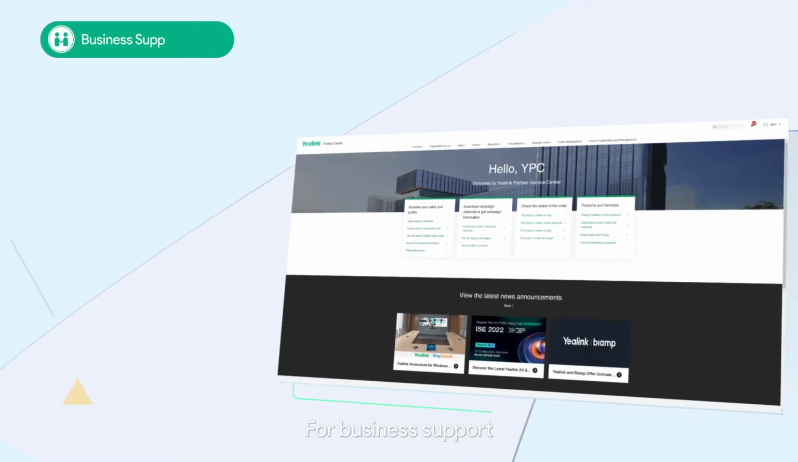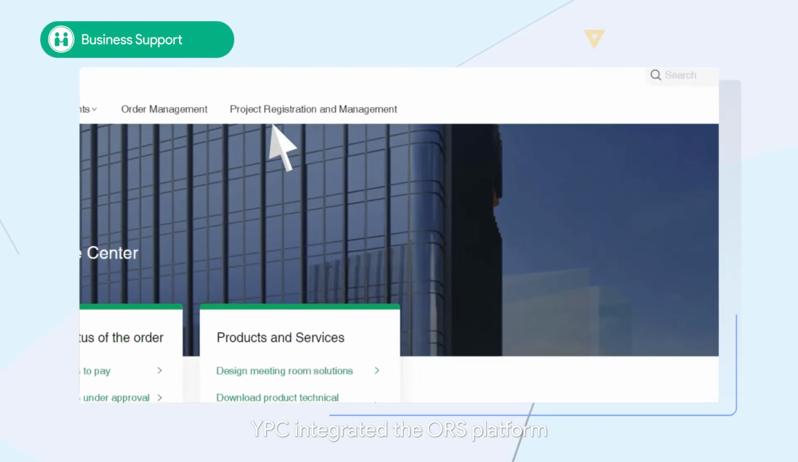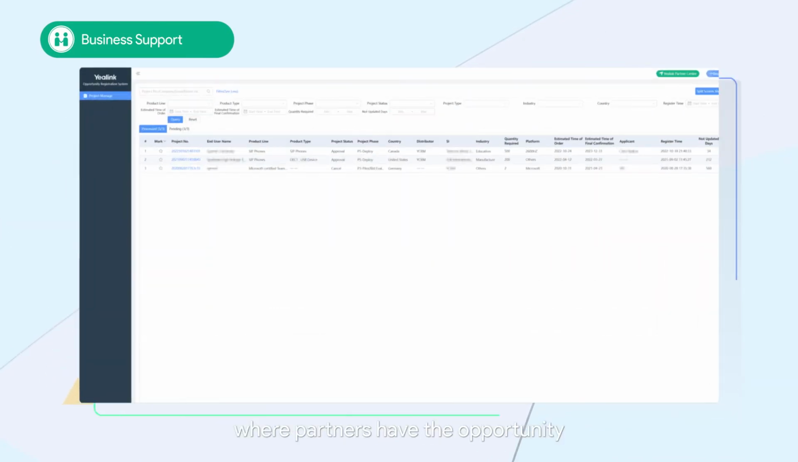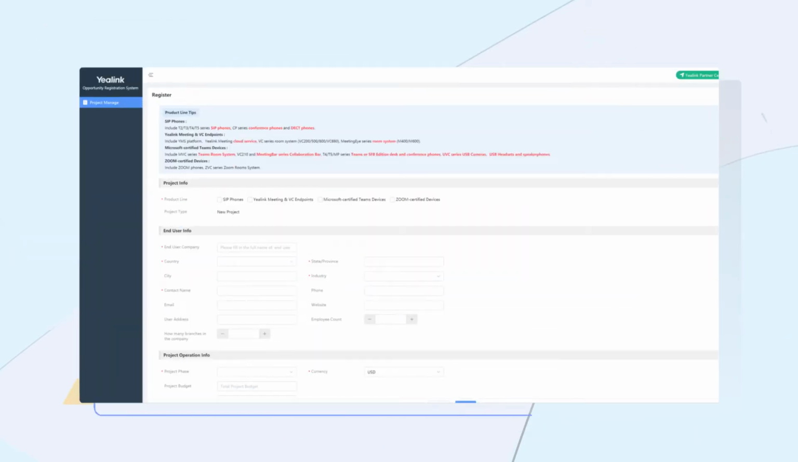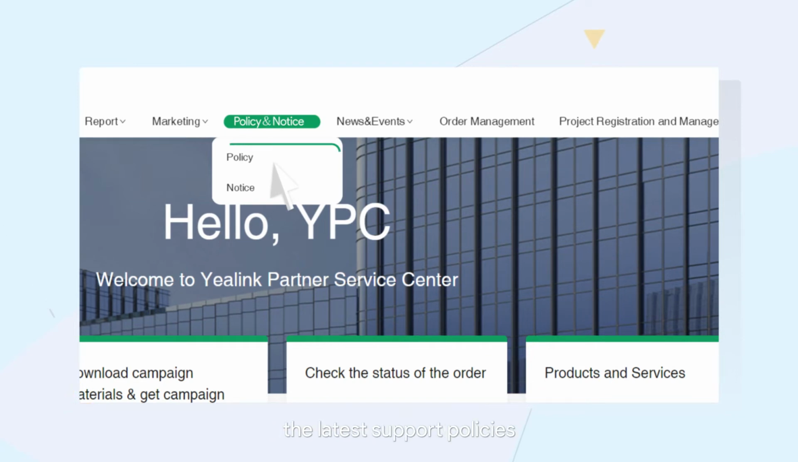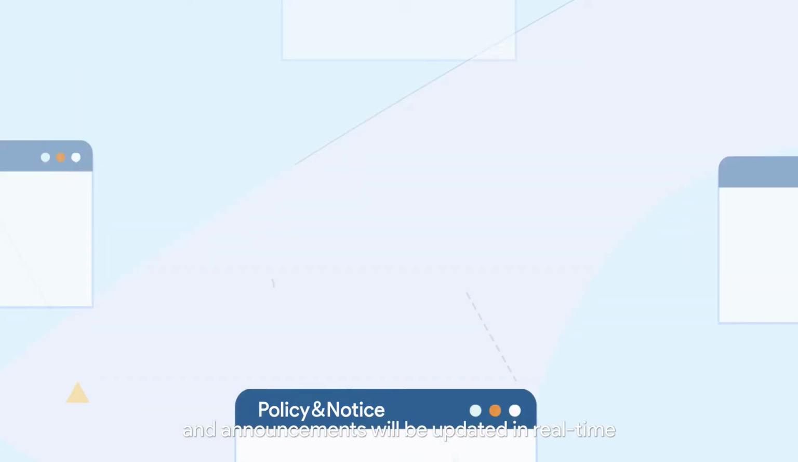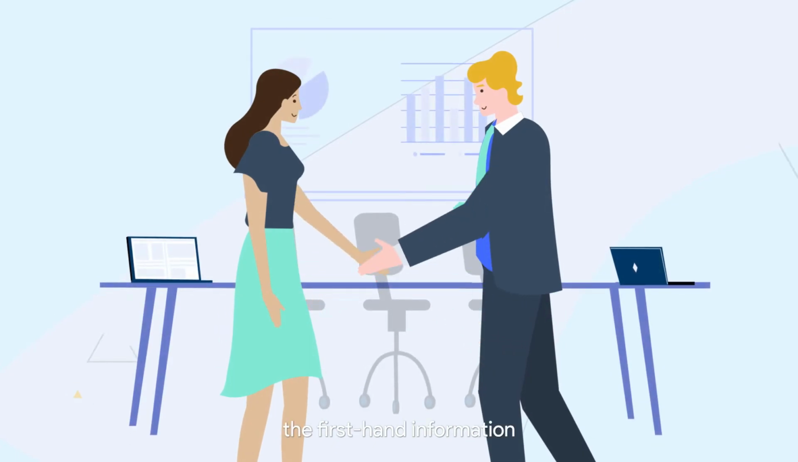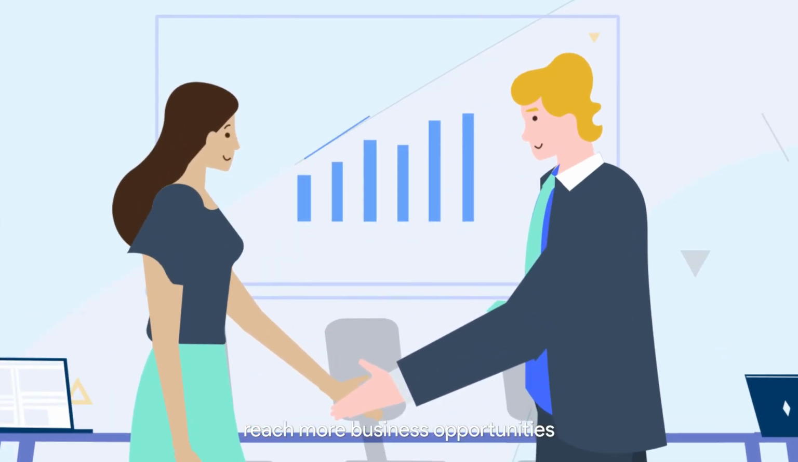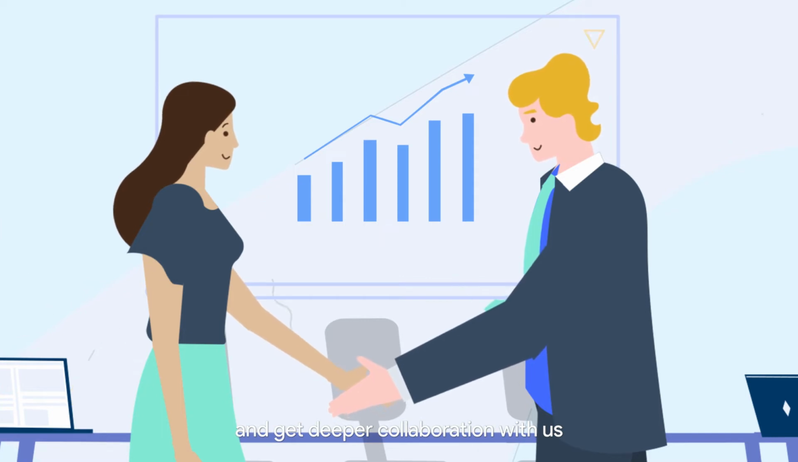For business support, YPC integrated the ORS platform, where partners have the opportunity to get support and demo testing after project registration. In the policy and notice module, the latest support policies and announcements will be updated in real time. Partners could know the first-hand information, reach more business opportunities, and get deeper collaboration with us.